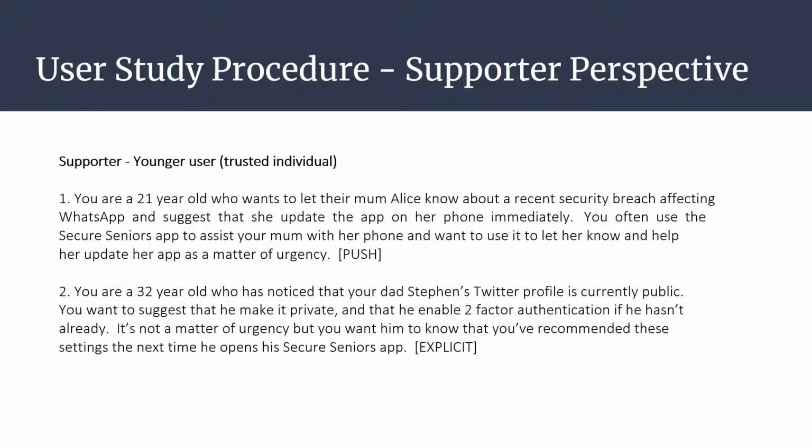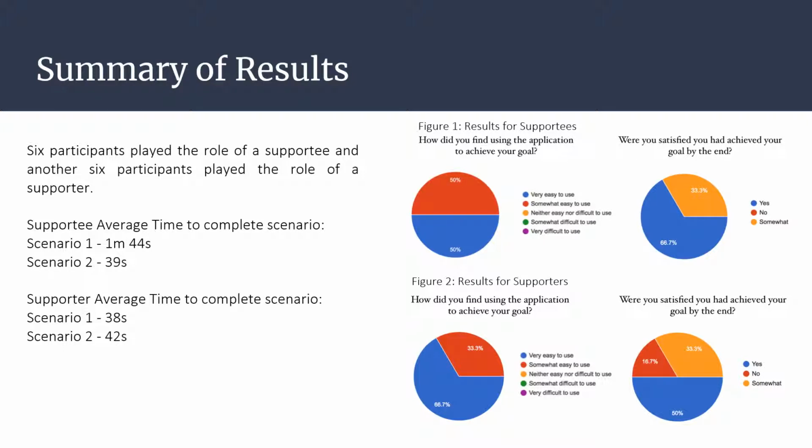So there's a 21-year-old who wants to let their mum know about a security breach that recently affected WhatsApp to try and make sure she secures her phone settings, which means this is an example of a push system. And the other scenario is a 32-year-old who doesn't think their dad's Twitter profile should be public, so wants to make it private and enable 2-factor authentication if he's not already done so, making this an example of an explicit system. On to the results of the evaluation.